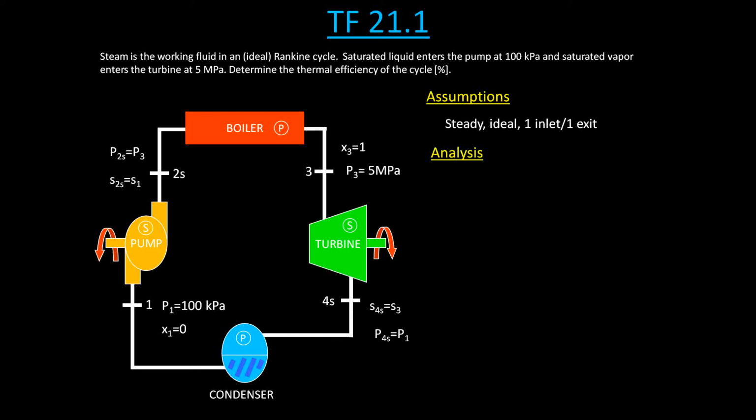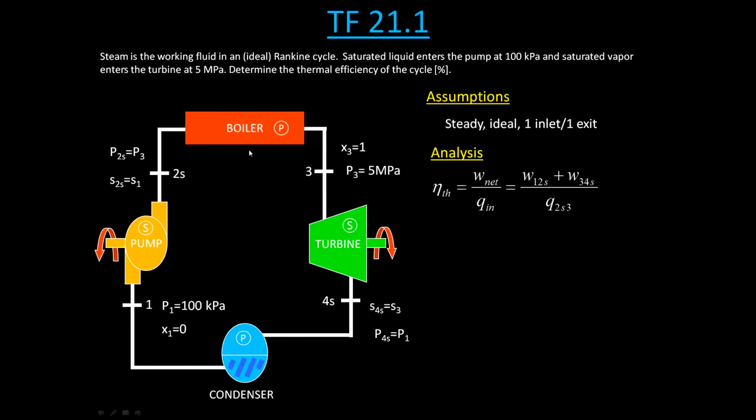So when we do the analysis, there's two ways we can look at the efficiency of this cycle. It's a power cycle. So first, we can look at work net over heat transfer in is going to equal our efficiency. And in this case, our work net is the two work processes. We have the pump, we have the turbine, and our heat transfer coming in is going to come in through the boiler.